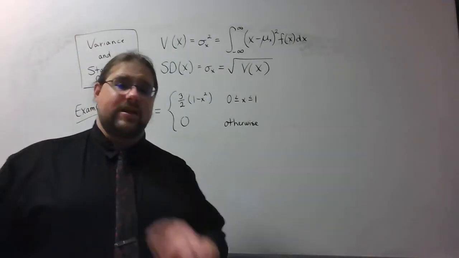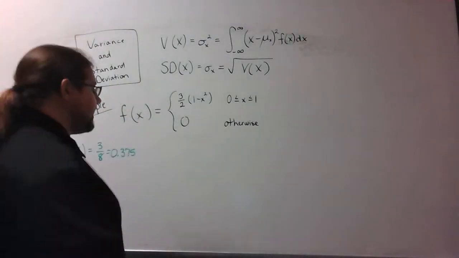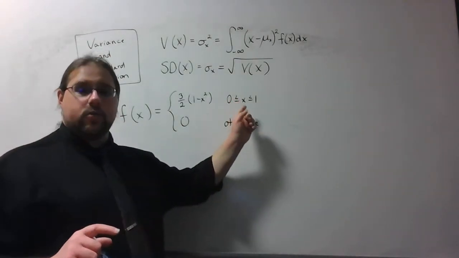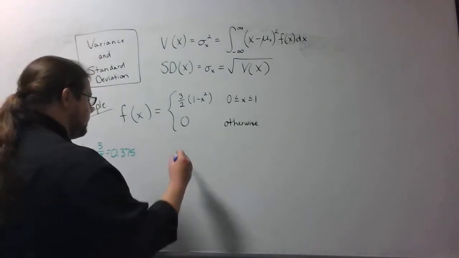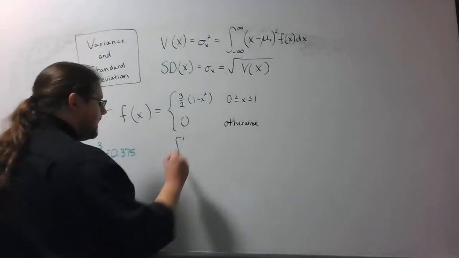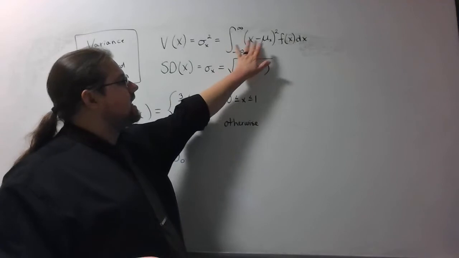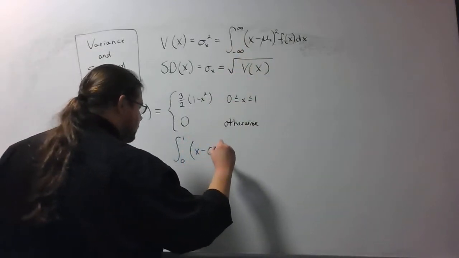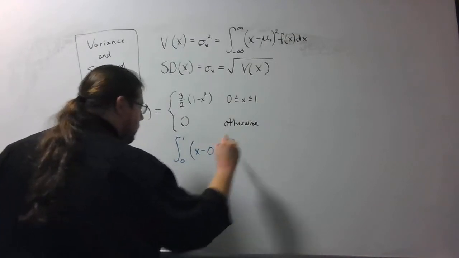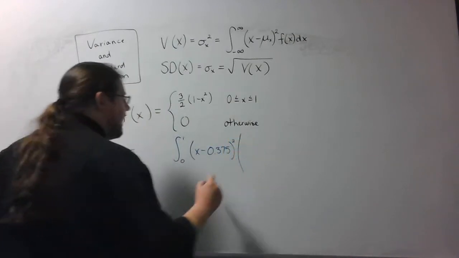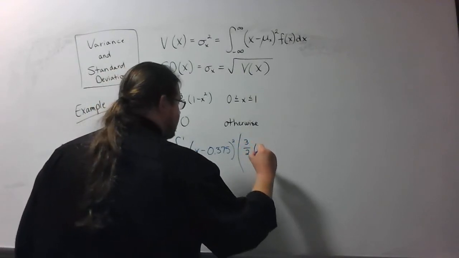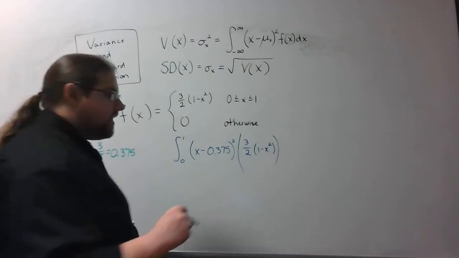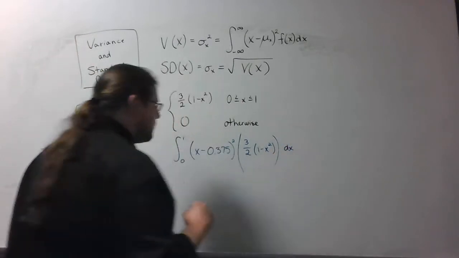Now that I've got that written down, I'm going to go into my calculation. So again, since it's 0 otherwise, the only place that I have to worry about is between 0 and 1. So those are going to be my bounds of my definite integral. So from 0 to 1, again, I'm going to multiply by x minus my average. X minus my average was 0.375. Square it. Then multiply by my function. So 3/8 times 1 minus x squared. Okay? So now that I've got all that written down, I'm ready to go ahead and start trying to calculate.